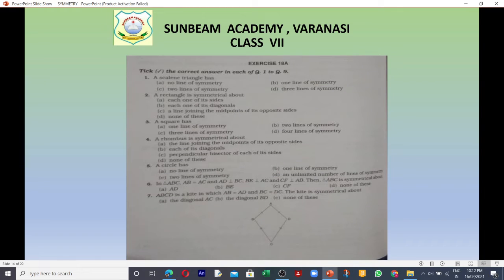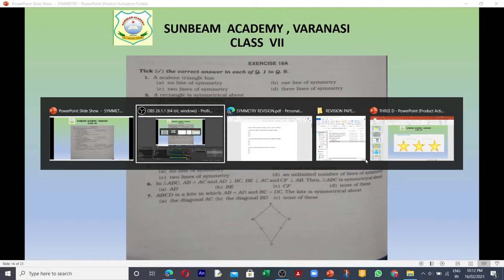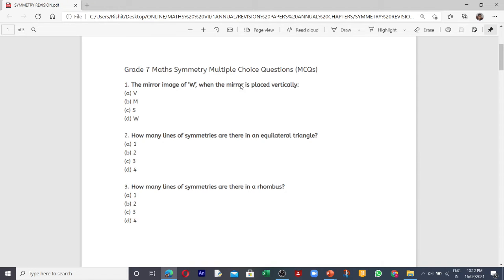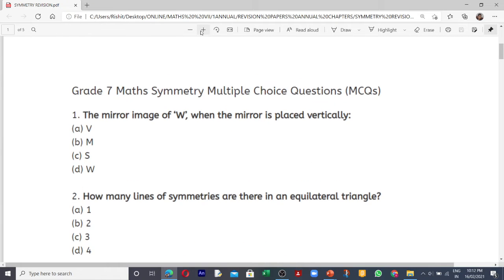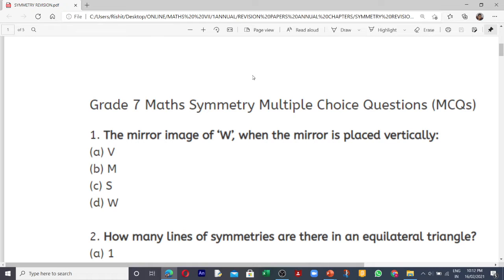Now it's the question answer part. So now we will switch to the question answer session. Be ready with your rough notebook. See this first question: the mirror image of W when the mirror is placed vertically. Come on, children. What will be the mirror image of W when the mirror is placed vertically? All of you write down in the chat box. Everyone, I need an answer from everyone.